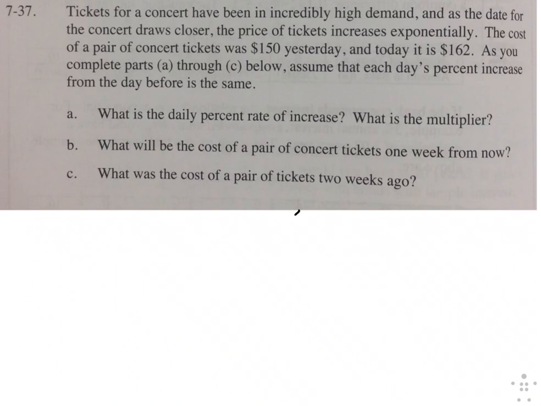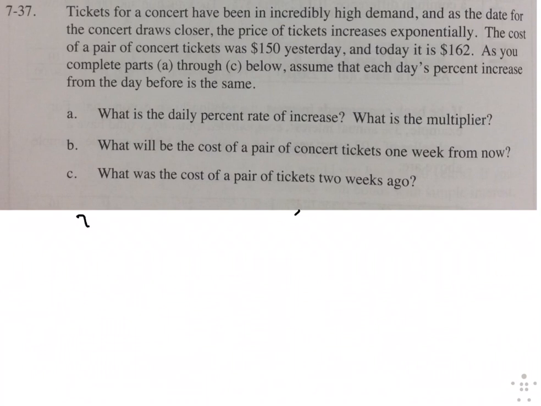For 737, they're saying that ticket prices actually get more expensive each day, but it's not linear, because as you get closer to a concert, people want to go more and the cost of the tickets goes up. So they're saying it's exponential growth. They say the cost of a pair of tickets yesterday was $150.